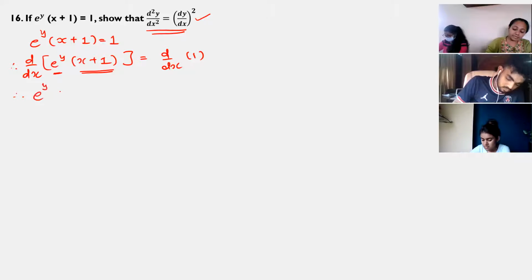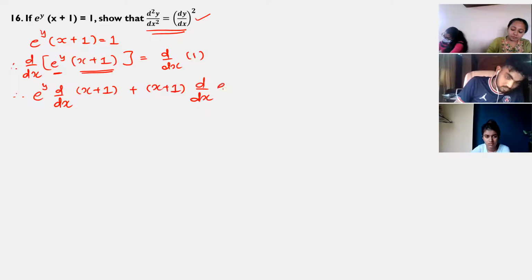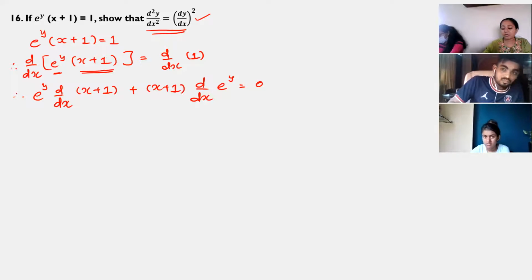The first quantity as it is, differentiation of (x + 1), plus (x + 1) as it is, and differentiation of e to the power y. And on the right hand side we are differentiating 1. 1 is a constant, and differentiation of a constant is 0, as we have already learned. So that's why the answer is 0. Okay, let's do it step by step.